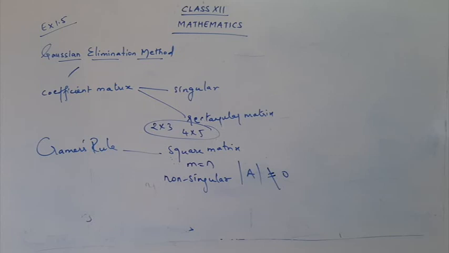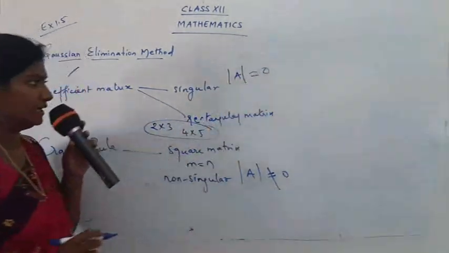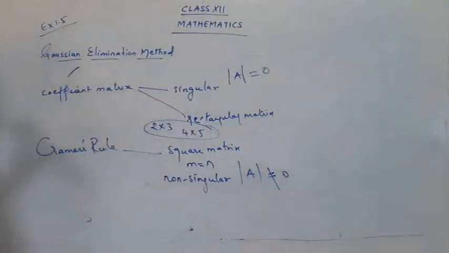Similarly, when you go back to the Gaussian elimination method, what about the coefficient matrix? It can be a singular matrix. This method can be applied even if the matrix is singular, even though you get the determinant of A equal to 0. So these are the rules that you have to remember when you follow a particular method.